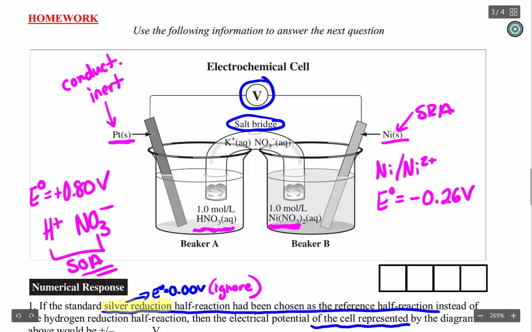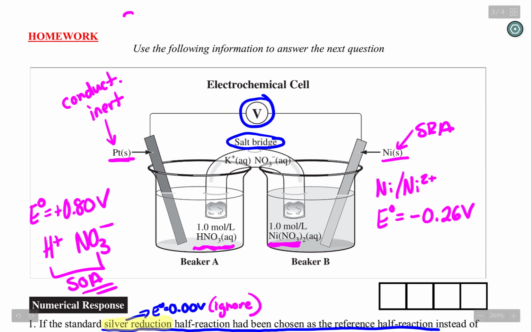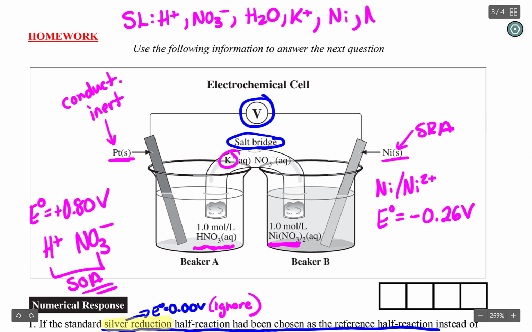Now, if you want to do this more thoroughly, you could make a species list, and you could write everything out, such as hydrogen ions, nitrate ions, water. We've got potassium in the salt bridge. We've got more nitrate. We don't need to write that again. We've got nickel solid. We've got nickel 2+. We have platinum, which you're not even going to find on our table. And sure enough, you do OAs and RAs. This comes out to the strongest oxidizing agent. This comes out to the strongest reducing agent.